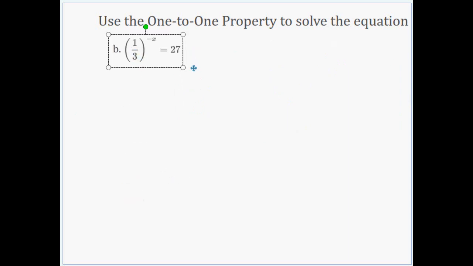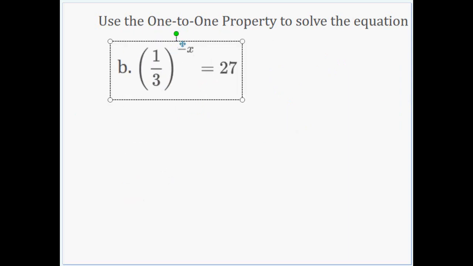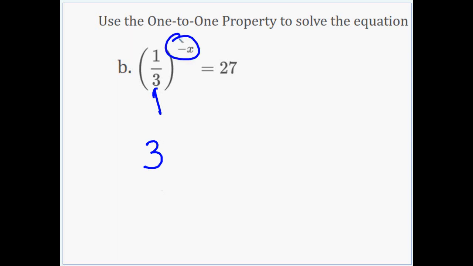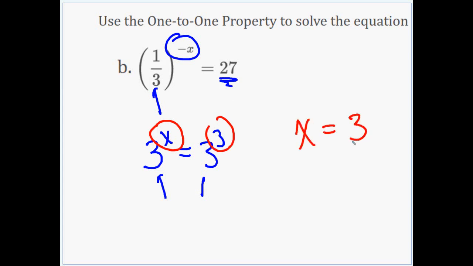Letter B. Now this one, we've got our fraction in the parenthesis, and our exponent is already negative. So when we flip this side over to 3 over 1, this negative x is now a positive x. And we can rewrite 27 as 3 to the third. Bases are the same. Let's set the exponents equal. And as soon as we do it, the show is over. X is 3.